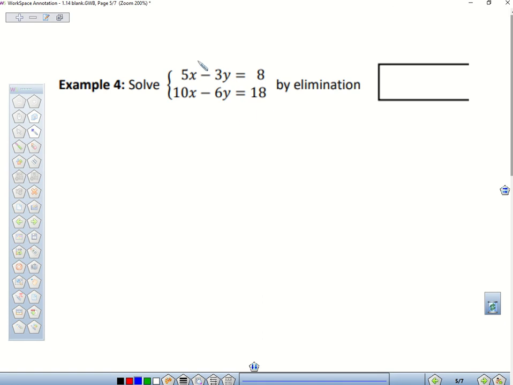Now, typically you're going to pick the equation with the smaller numbers to multiply something by because it's going to make it easier for you and usually avoid a fraction if possible. So if we want to cancel out the x's here, what should I multiply the first equation by? Negative 2. There we go. Good. So I'm going to multiply this first equation by negative 2.